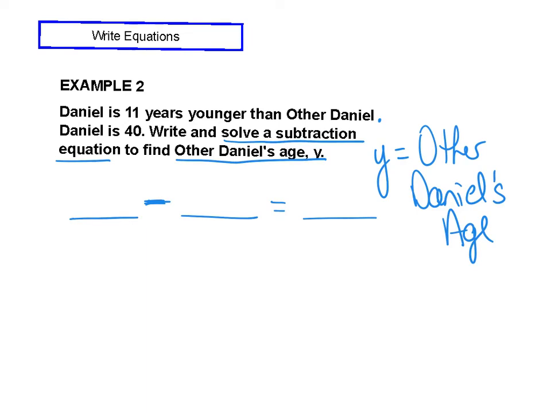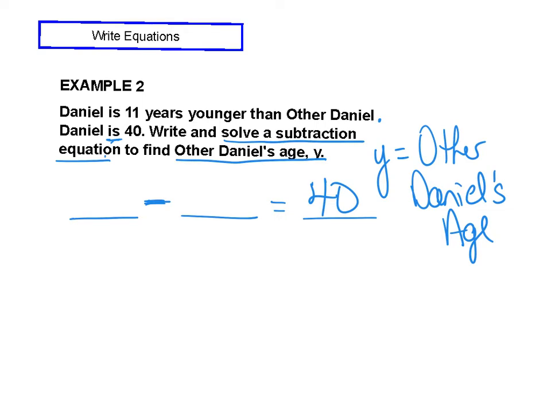So where do I put 11? Where do I put y? And look, you know what I know? I know Daniel is. Is means equal, so I can fill that in. So you see how this is like a puzzle? I have to figure out, okay, what am I subtracting? Because maybe you don't understand how to write an equation. We have to take what we know and fill it into our equation. So 40 is there, is means equal, okay? So now, I'm subtracting to find other Daniel's age.